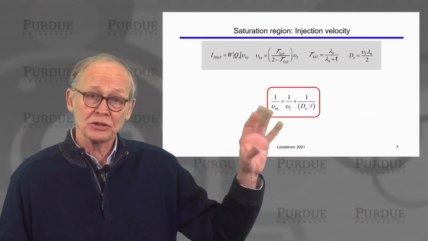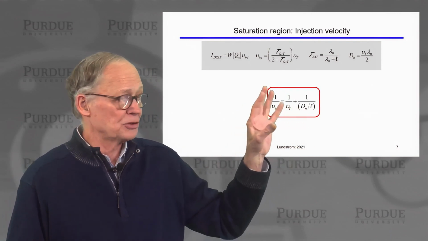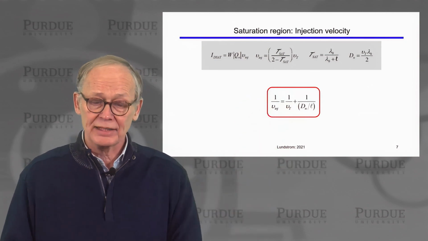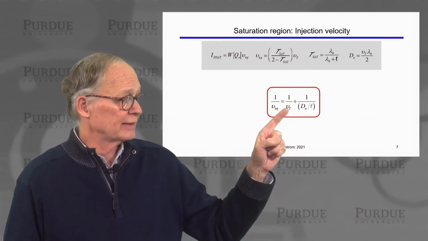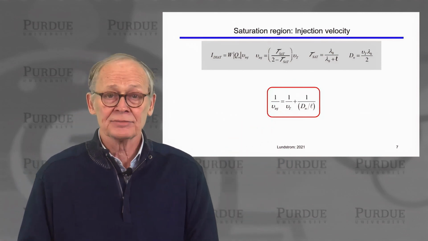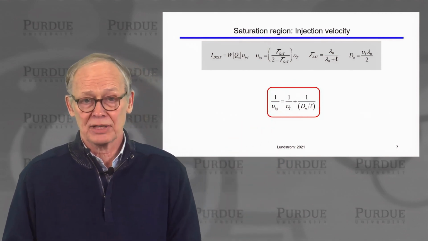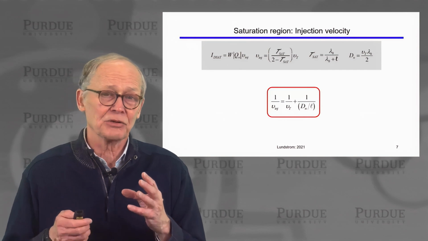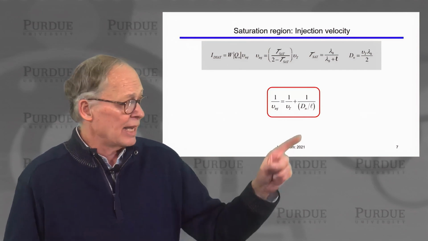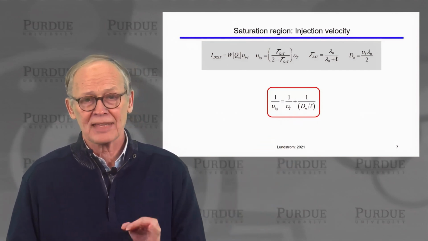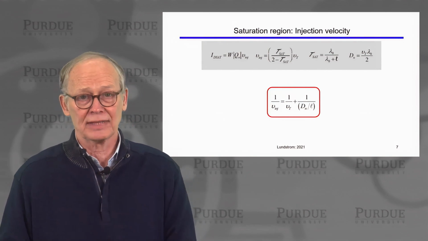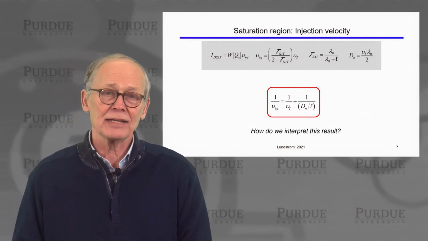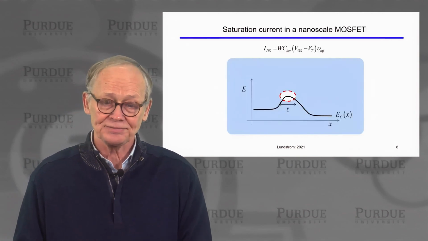Well, we can use these expressions, and I encourage you to go through and show that we can write the injection velocity in this way. 1 over the injection velocity is 1 over the unidirectional thermal velocity of electrons, plus 1 over D over L. D over L has the units of velocity. It's a diffusion velocity. Well, how do we make sense out of this result?